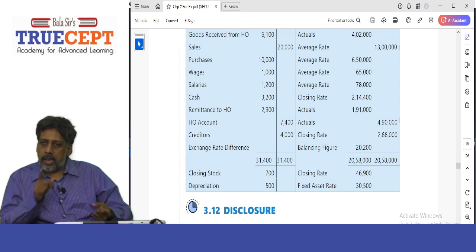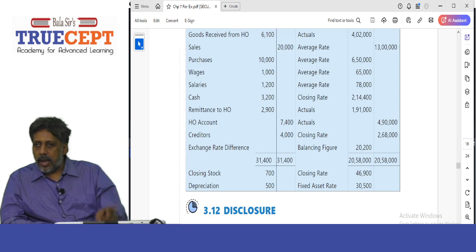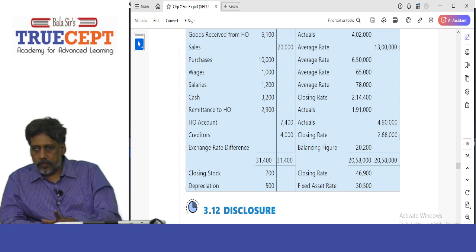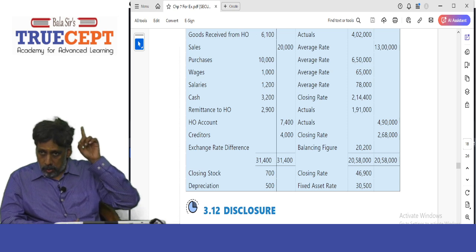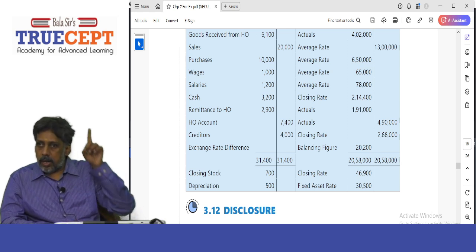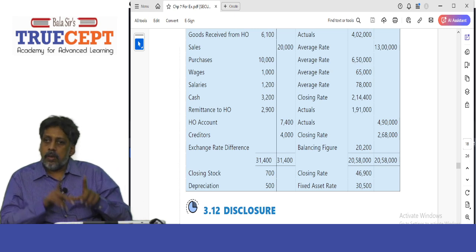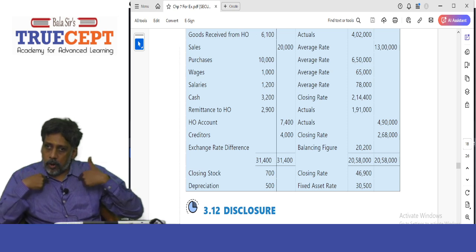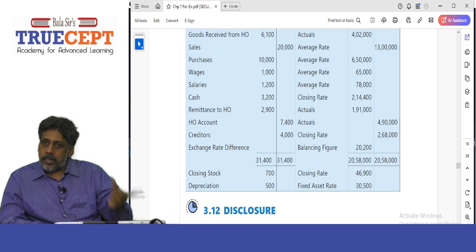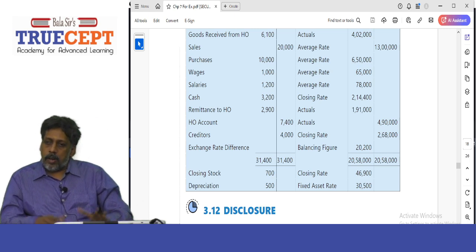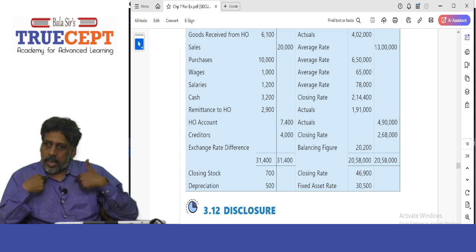Yes. So do remember your sales, wages, salaries and purchases are all at the average rate of exchange, rupees 65. What if, for the remittance and HO account, actuals are not given, sir? Normally, for remittance and the HO account, the rupee value will be given, because who is going to translate? The head office will be translating. Won't I know at what rate I converted the pounds into rupees when you remitted the amount? And I also know the head office account balance exactly.